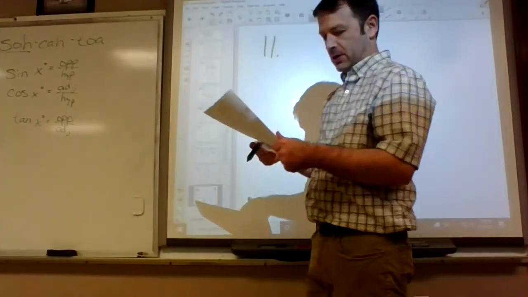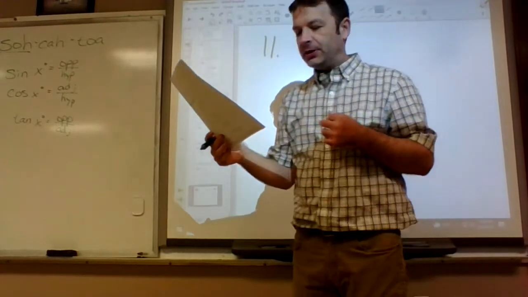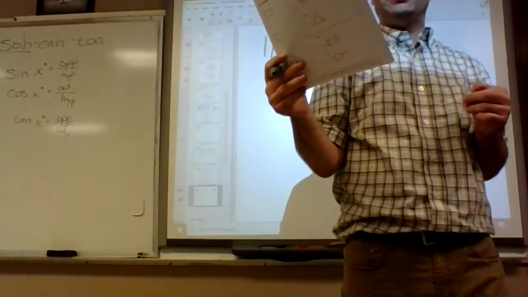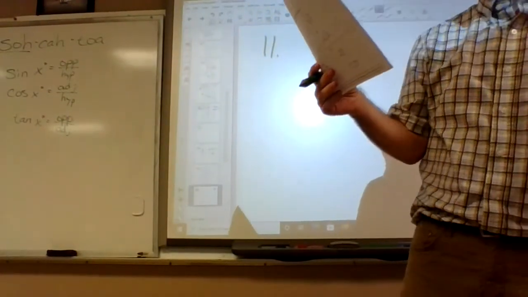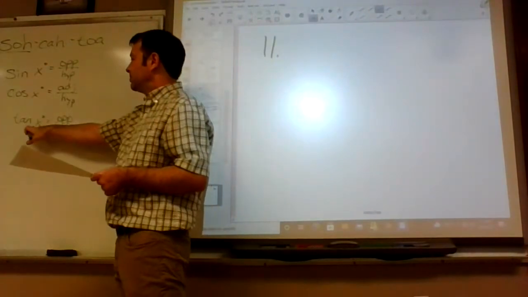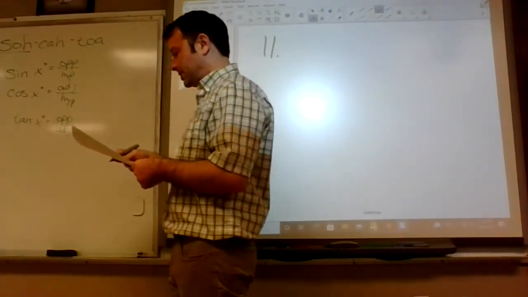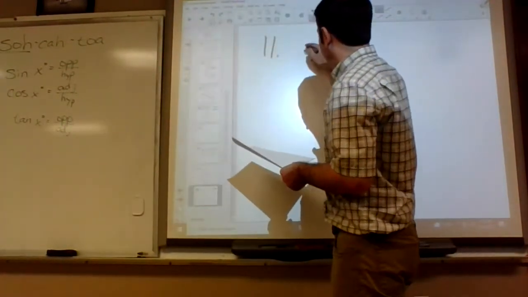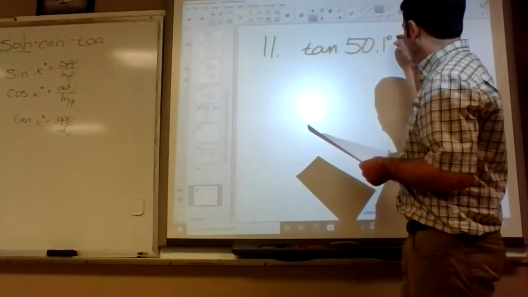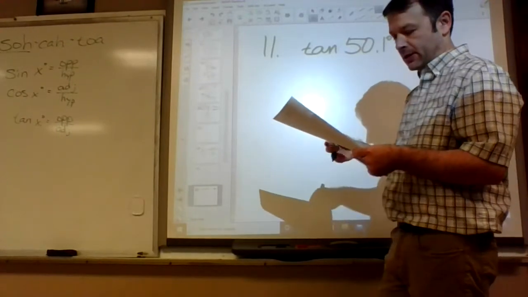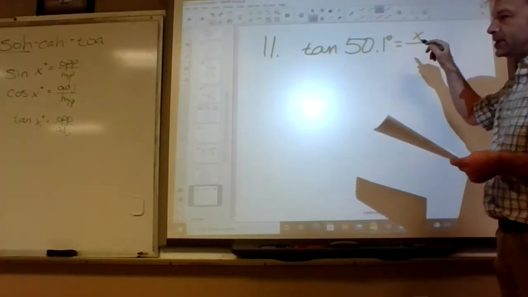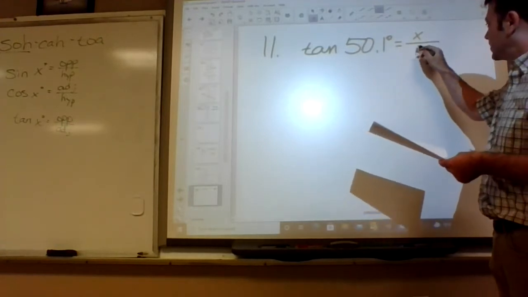So on 11, relative to the 50.1 degree angle, you've got 5, what is it? Adjacent and the opposite. X is the opposite. And so you use tan. Right, tangent uses opposite over adjacent. So I'm going to do tangent of 50.1 is equal to opposite, which on this problem is our X, over adjacent, which is 5.